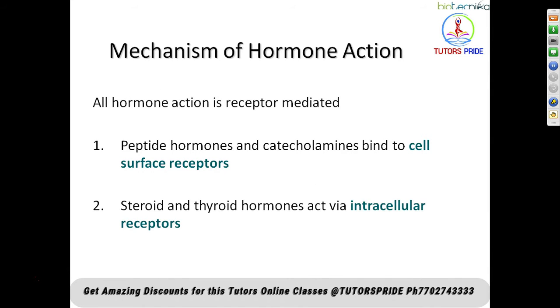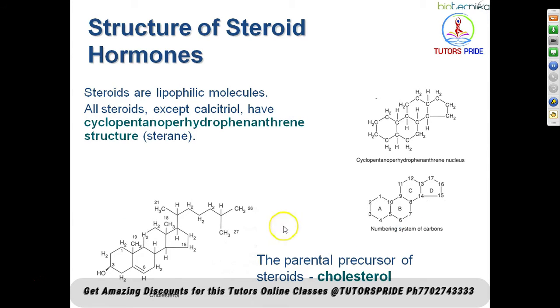Peptide hormones and catecholamines bind to the cell surface receptors. Whatever receptors are present on the cell surface, these hormones will bind to them. Then steroid and thyroid hormones act via intracellular receptors. So your question will be, how do the steroid hormones act on the body? They act by the mechanism of intracellular receptors.